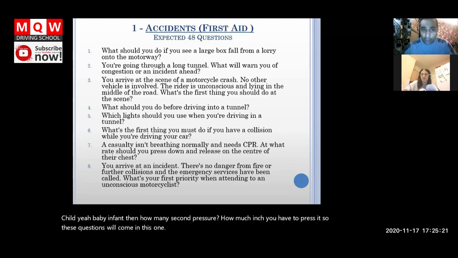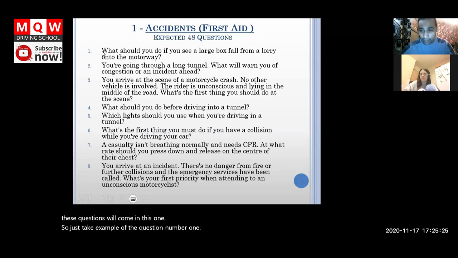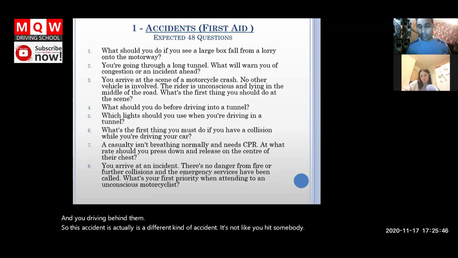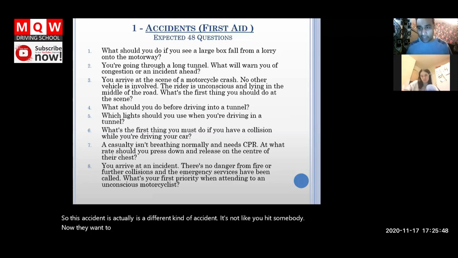Right. Okay. So just take the example of question number 1. What should you do if you see a large box fall from a lorry onto the motorway and you're driving behind it? Okay. This accident is a different kind of accident. It's not like you hit somebody. Now they want to check how safely you can decide what to do.